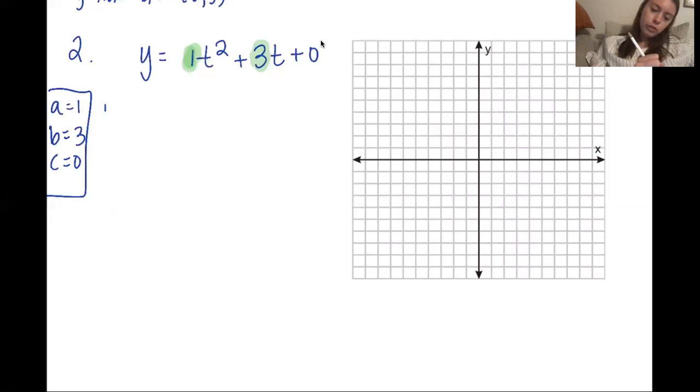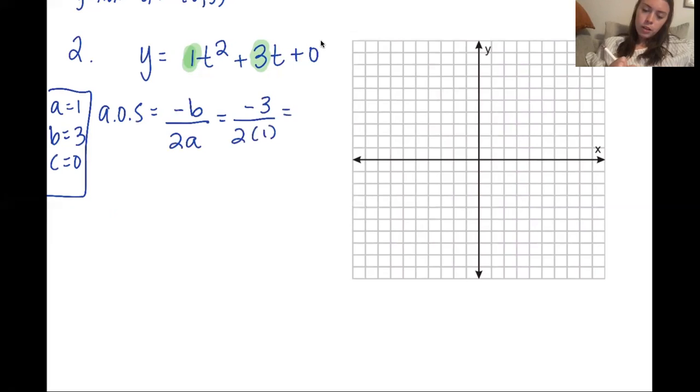The very first thing we're going to find is our axis of symmetry. I'm just going to write AOS, and I'm again going to use -b over 2a. And that will be -3 over 2 times 1. That equals -3 halves, which is just -1.5. So that's my axis of symmetry. So that will be at -1.5. So basically this is the line where my graph is going to mirror.